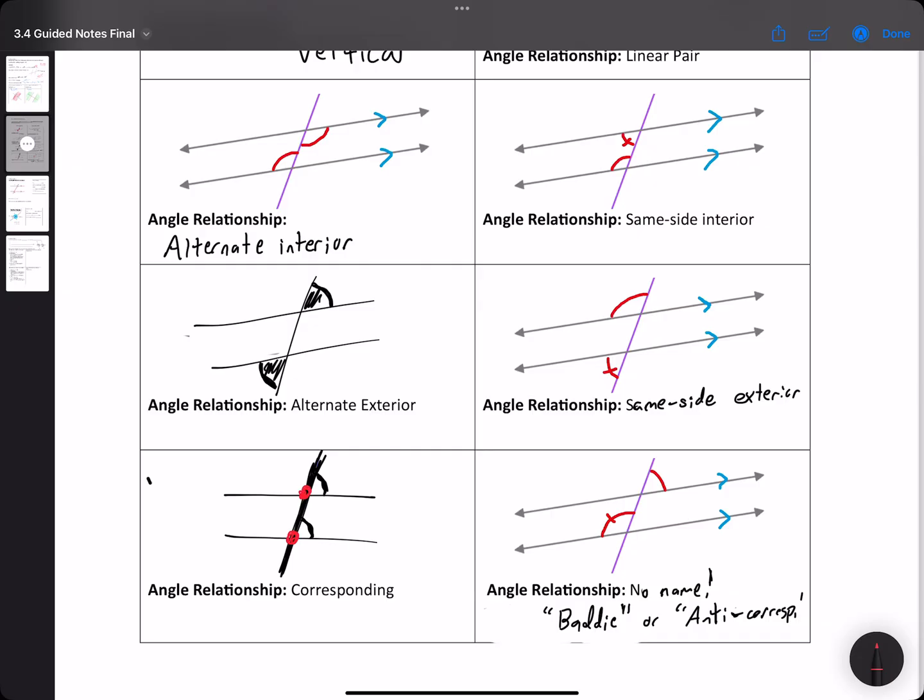And so they're corresponding. But if you have them being on opposite sides of the transversal instead, then they are this no-name thing, but they are supplementary, meaning they have to add up to what? Supplementary adds up to 180 degrees. All right, and that's it for this video.